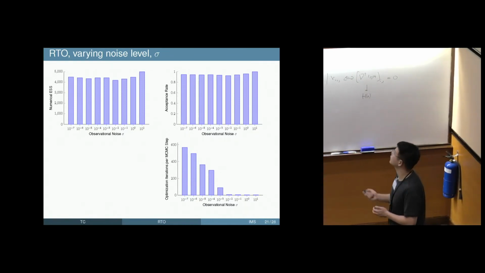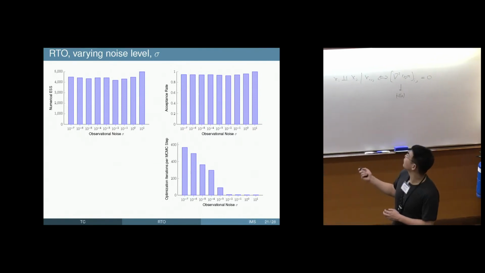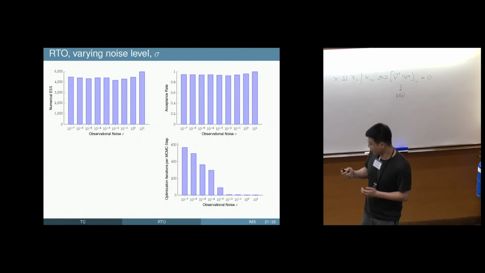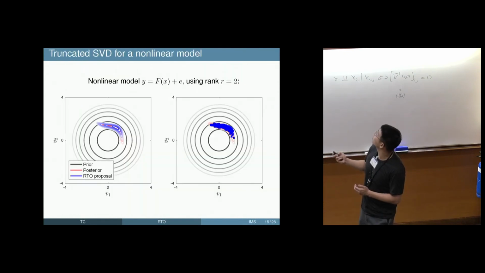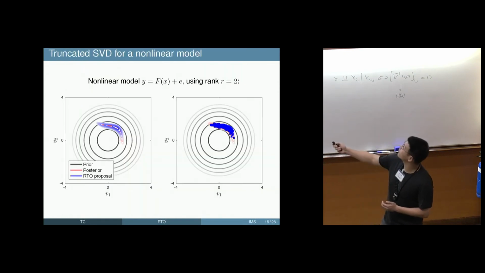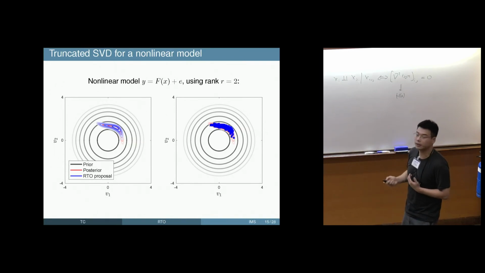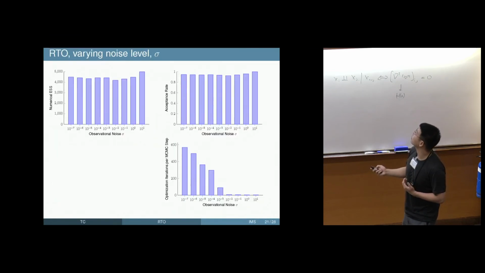But a big drawback here is that if you look at the number of optimization iterations per sample, as we decrease the noise level, the number of optimization iterations gradually increases. One way to think about that, if we go back to our two-dimensional example: if the posterior distribution is very concentrated, the cost of pushing a prior sample to the posterior increases, because we are using an optimization method to push a sample to a very concentrated posterior. So not surprisingly, the number of optimization iterations also increases. Okay.